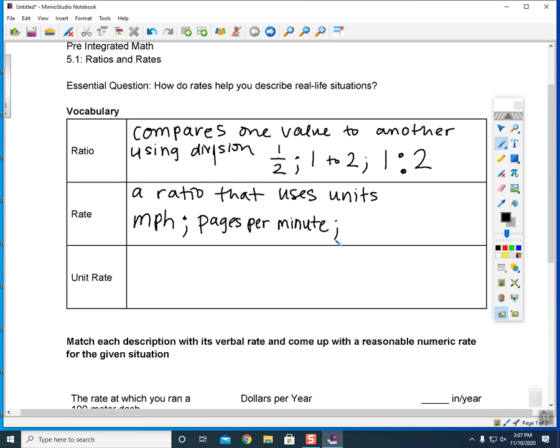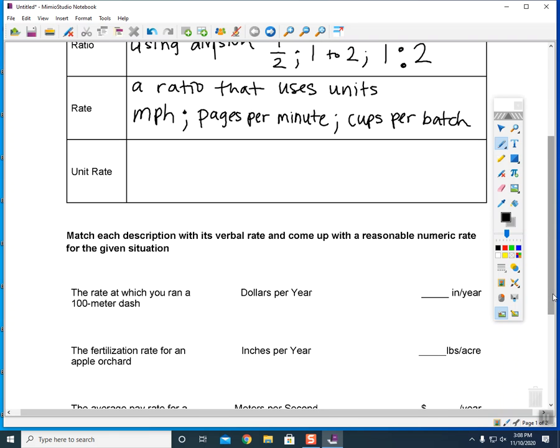I could have a rate of cups per batch. Like if I was baking cookies, I could have a rate of cups per batch. So a rate is just a specific ratio that uses units. So then the last one here is our unit rate. So our unit rate is a rate, obviously, with a denominator of 1.